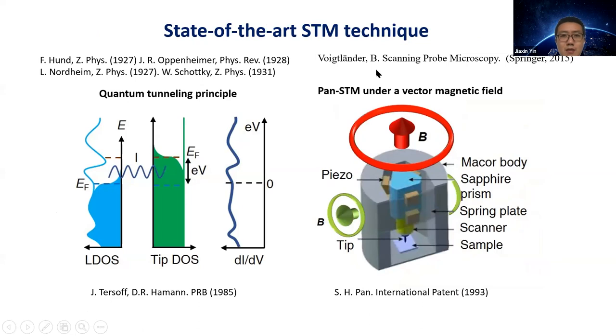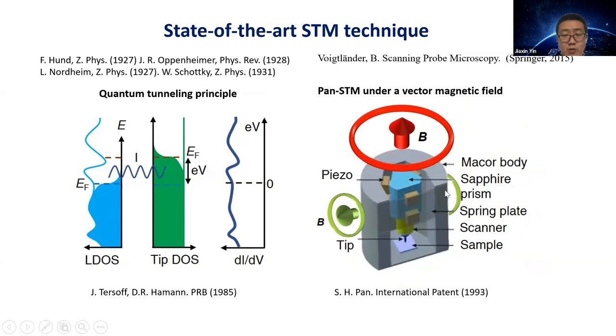And then STM happens to be such a spectroscopic technique that can detect the electronic structure of the system and can work under a strong magnetic field. It actually utilizes the quantum tunneling principle, and the essential part of this principle in our STM application is that our dI/dV signal happens to be proportional to the local density of states.